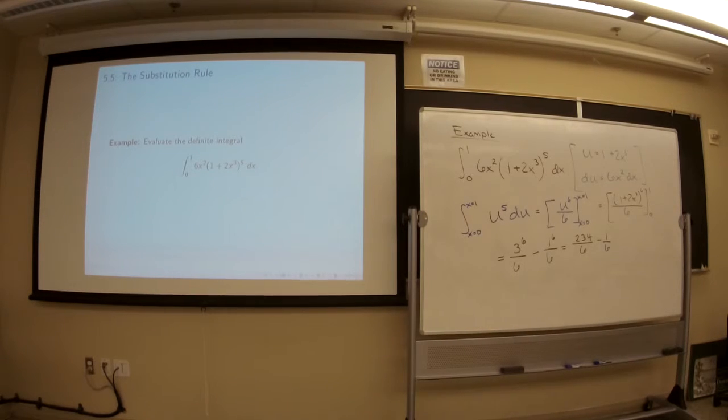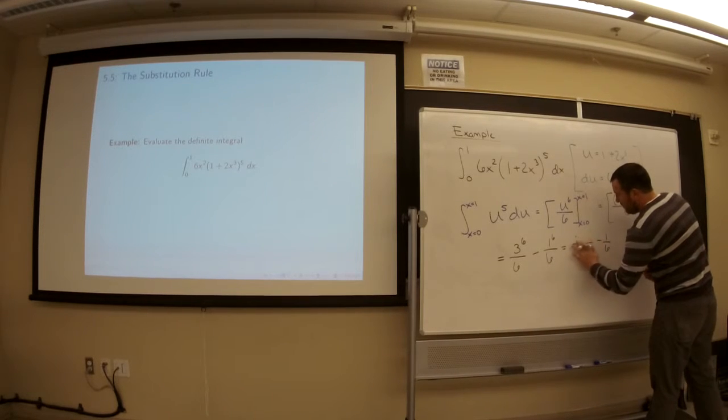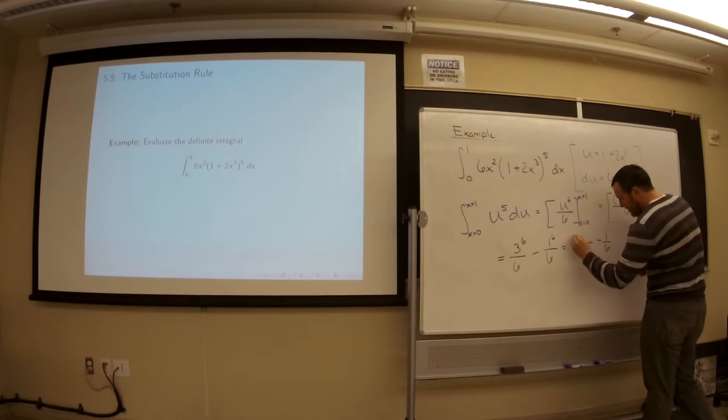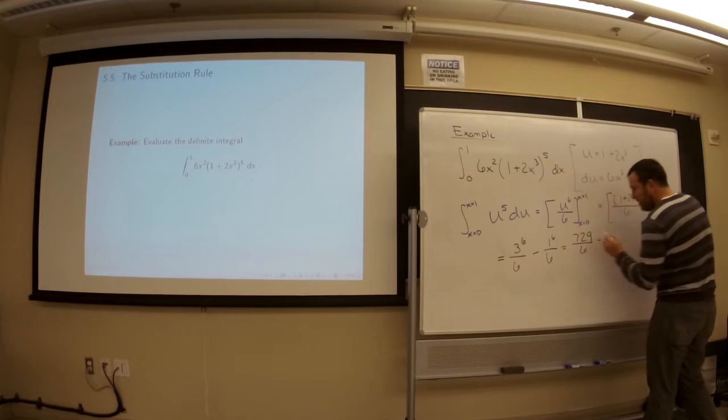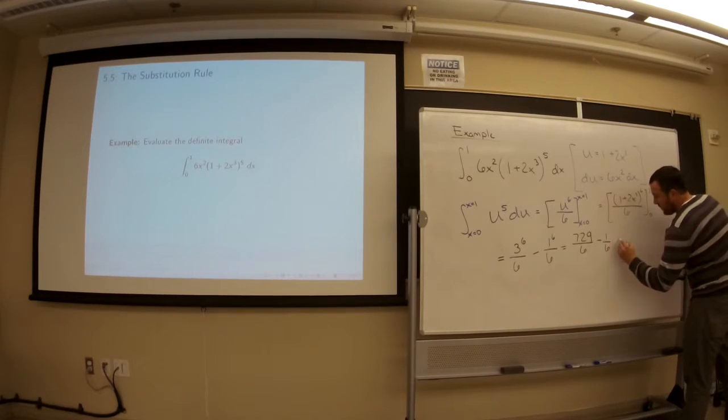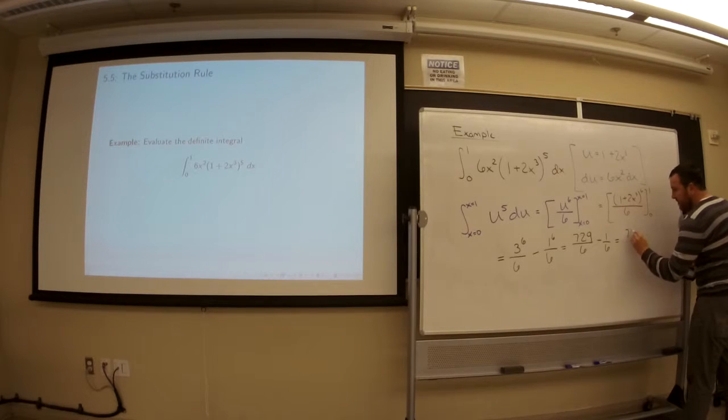Oh, sorry, that's 729. I was going to say, I've got an even number there. Okay, yeah, so 3 to the 6th is 729, over 6 minus 1. So we'll end up with actually 728 over 6.